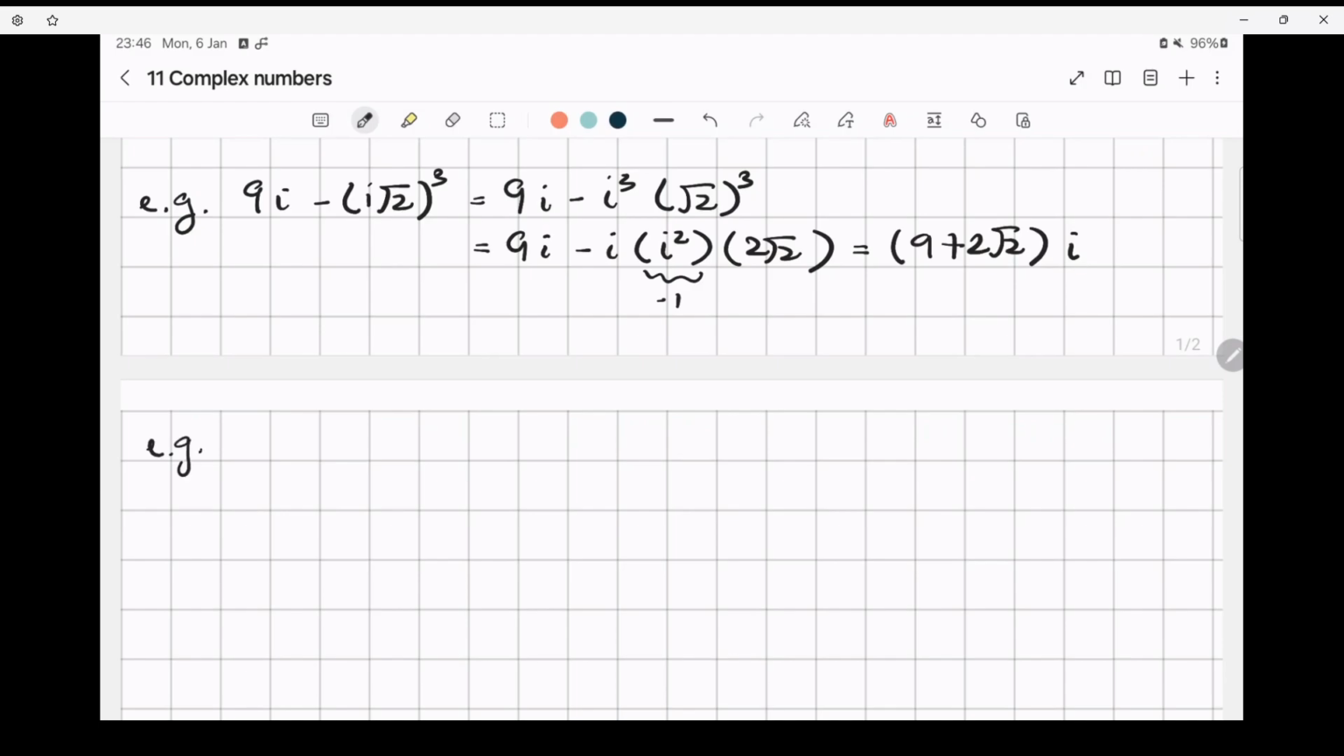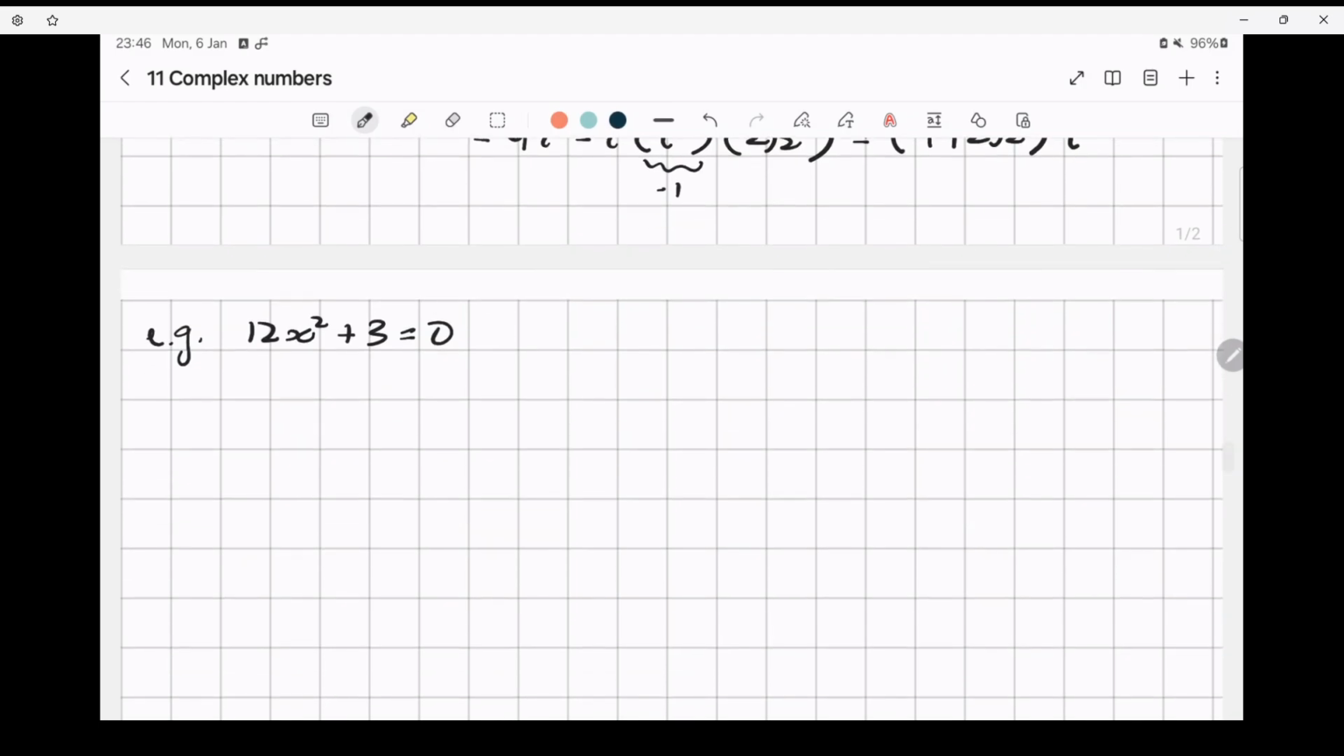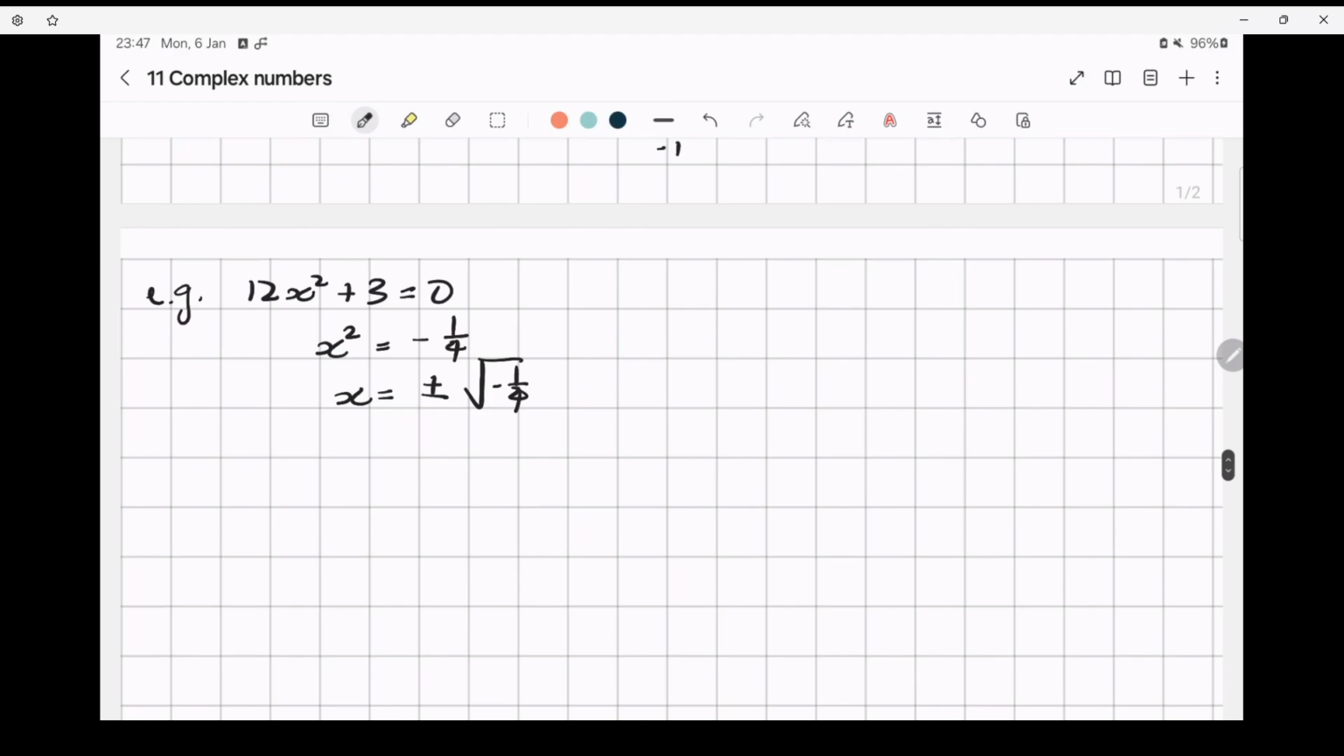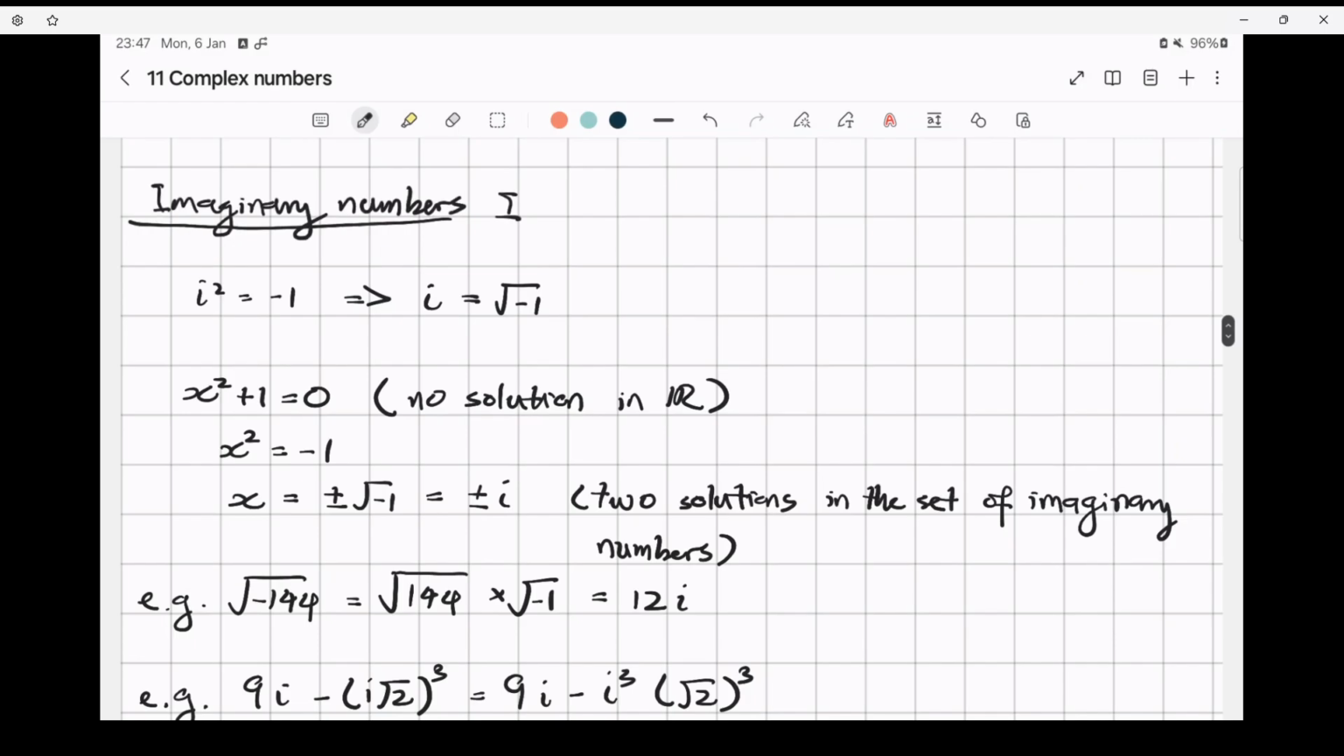So now, let's say you are asked to solve a quadratic equation which previously you know has no solution, like for example 12x squared plus 3 equals to 0. So you know that x squared equals to -1/4. So when you perform the square root, as usual, please remember your plus and minus sign. And then you are square rooting the -1/4. So you can separate out the -1 multiplied with 1/4 to get plus or minus half i. So that's how you manipulate your imaginary numbers.